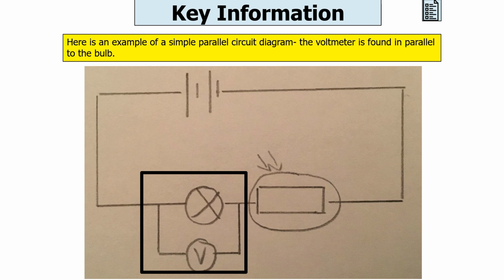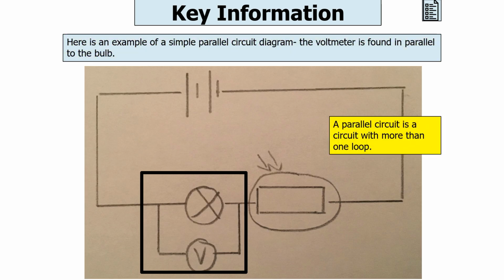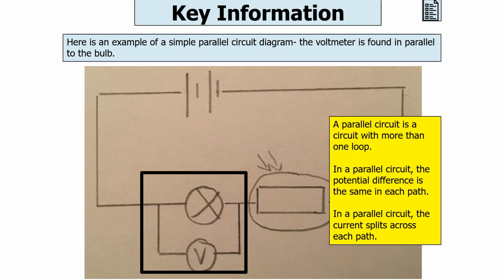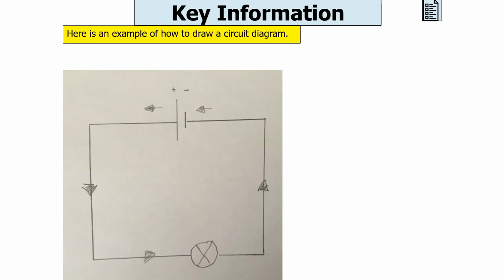Now here's an example of a simple parallel circuit diagram. You'll note that the voltmeter is found parallel to the bulb. Now a parallel circuit is a circuit with more than one loop. So in a parallel circuit, the potential difference is the same across each path. But in a parallel circuit, the current splits across each path. So again here, we can see an example of a circuit diagram.